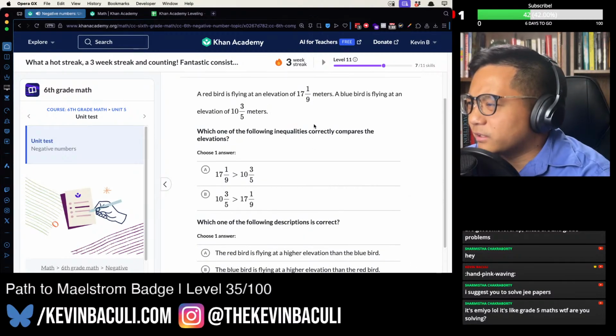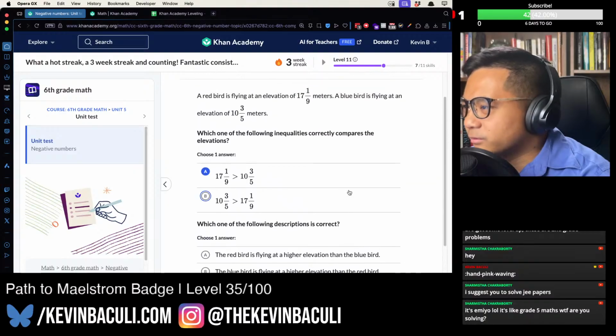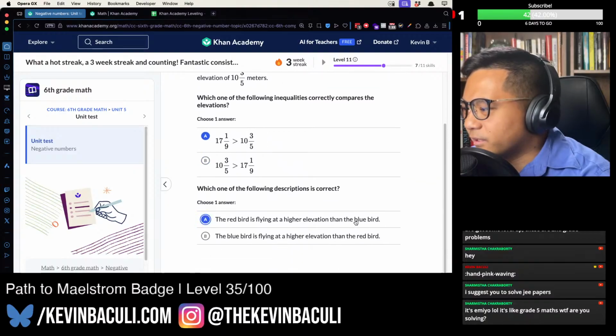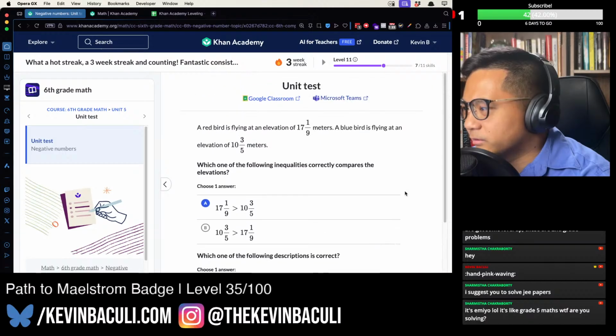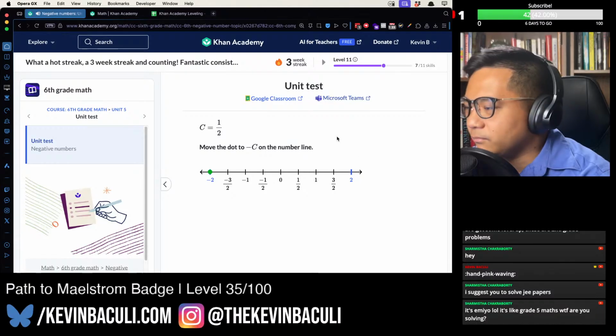A red bird is flying at an elevation of 17 and 1/9 meters. A blue bird is flying at an elevation of 10 and 3/5 meters. Which of the following inequalities correctly compares elevations? This one. Which of the following descriptions is correct? The red bird is flying at a higher elevation than the blue bird. Yes, it absolutely is. C at half, but it's negative.